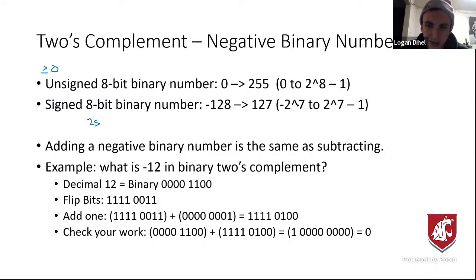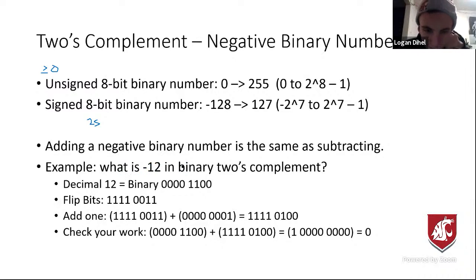If it's 8-bit, that's negative 2 to the 7 to 2 to the 7 minus 1. So it's the same number of binary numbers. You have 256 different options. They just move the range around a little bit. They're useful with subtractors, because adding a 2's complement number is the same thing as subtracting an unsigned number. So here's an example.